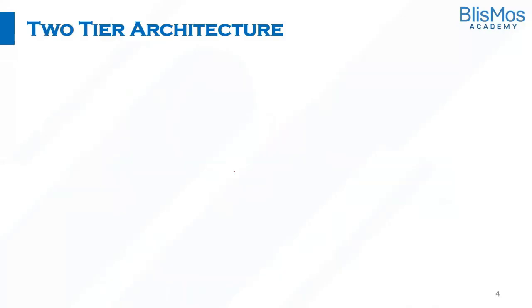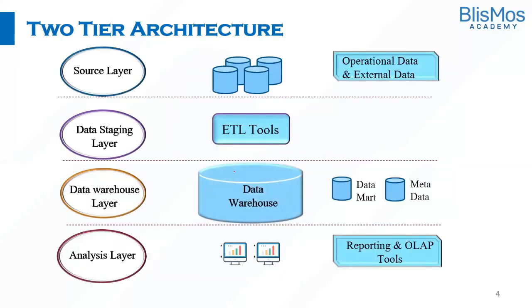Then coming to the two tier architecture. What is happening in two tier architecture? Here, first and foremost, there is a client and a data source server.